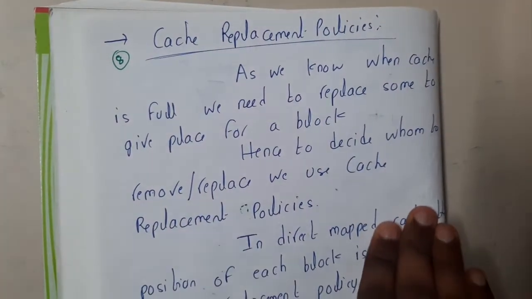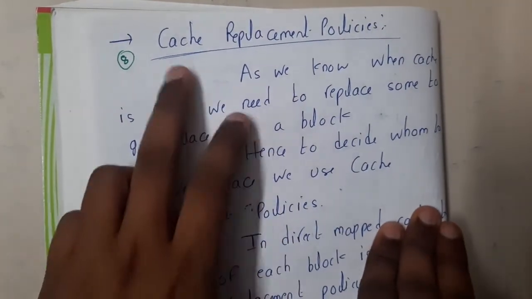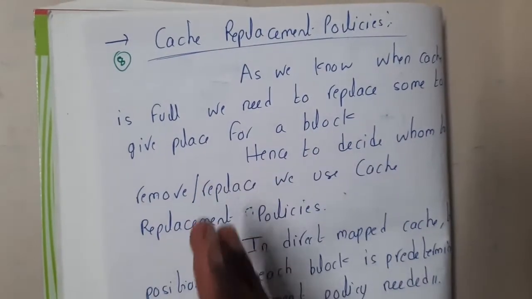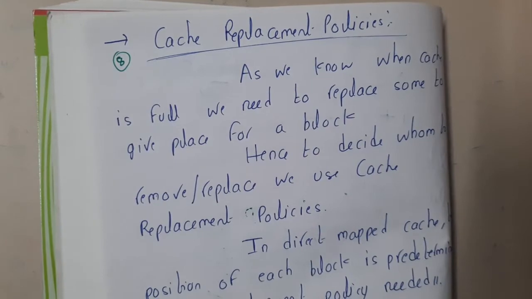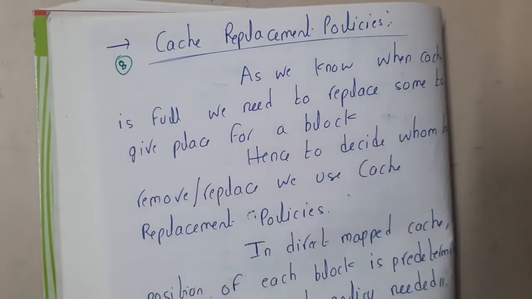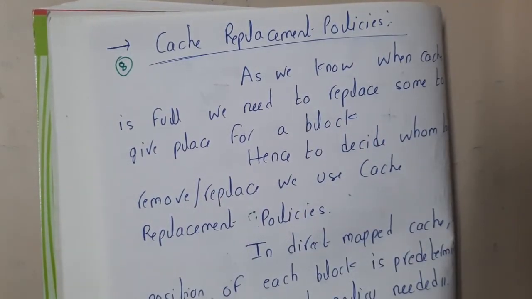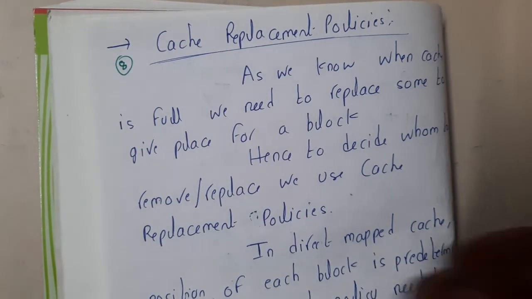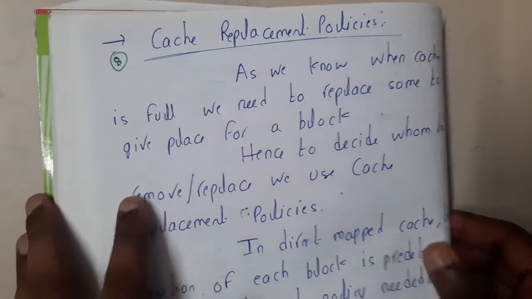In this lecture, let us go through the next topic, that is cache replacement policies, guys. Till now we discussed different mappings: direct mapping, associative and set associative. Whenever all the slots, that is all the cache lines, are full, how do we replace them? That concept we will learn today.